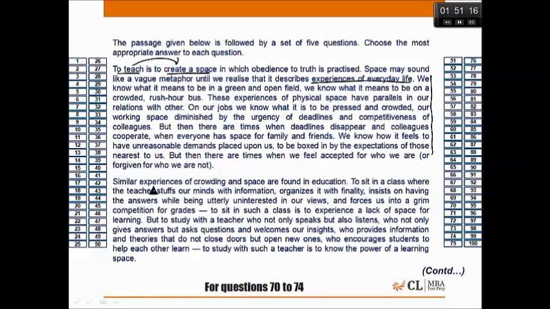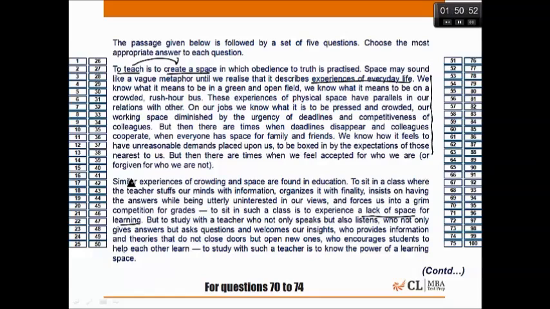Similar experiences of crowding and space are found in education. To sit in a class where the teacher stuffs our minds with information, organizes it with finality, insists on having the answers while being utterly uninterested in our views, and forces us into grim competition for grades, to sit in such a class explains the lack of space. Oh, the teacher forcing things on his own is a lack of space. Okay, great.